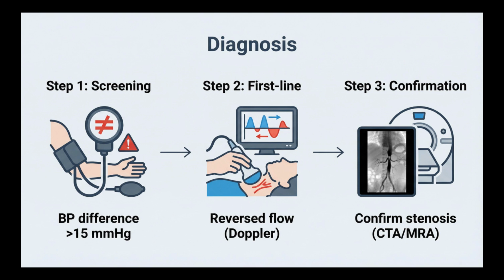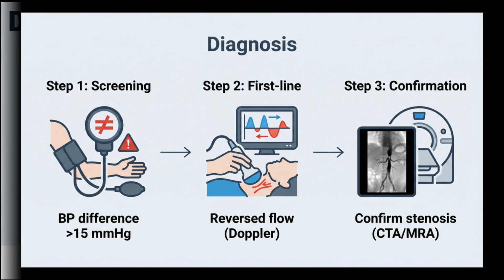Diagnosis. Always begin by measuring blood pressure in both arms. The first-line investigation is Doppler ultrasound, which shows reversed flow in the vertebral artery. For confirmation and anatomical detail, use CT angiography or MR angiography. The gold standard is conventional angiography, which both confirms the diagnosis and helps plan intervention.